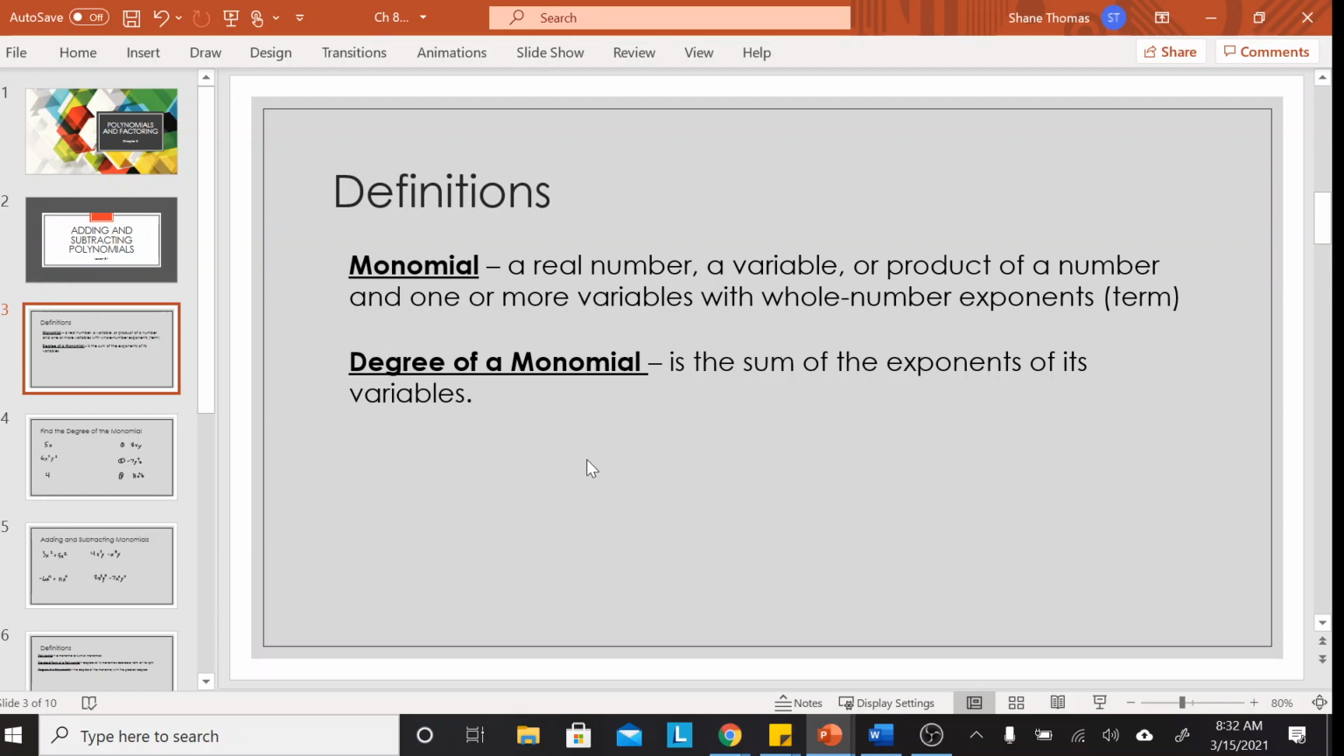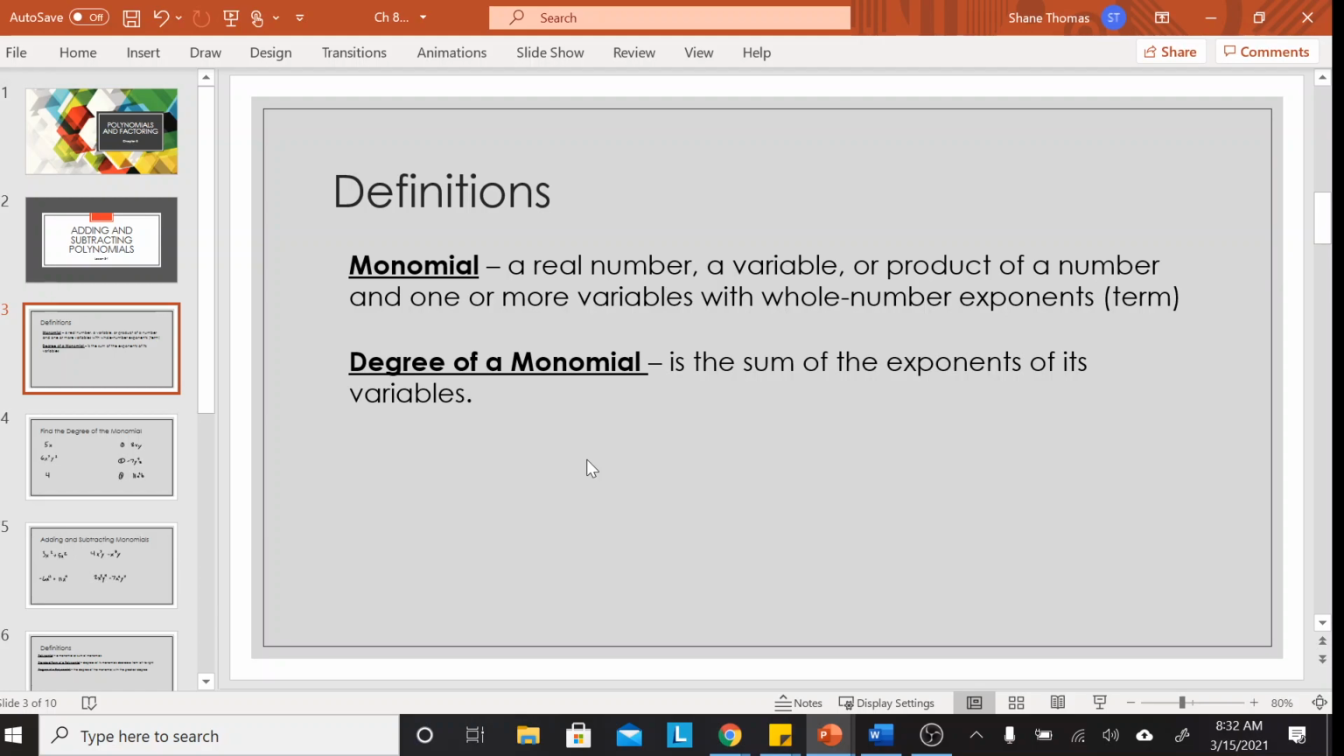Monomial. First one is monomial. Monomial is a real number, a variable, or product of a number and one or more variables with whole number exponents. We've talked about it so far as just a term. Okay, it might be a 2, it might be a 2x, it might be 2x squared y to the third. Right? It's just a set of things that are just multiplied together. There could be a whole number, there might not be, but just a single term, that is a monomial.